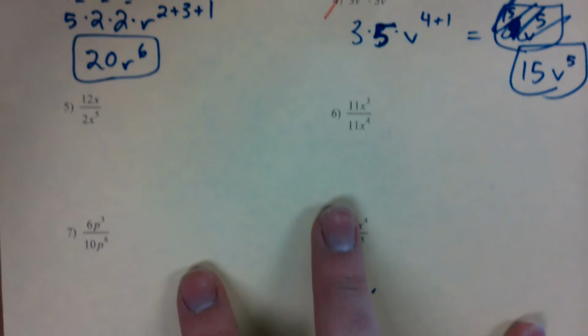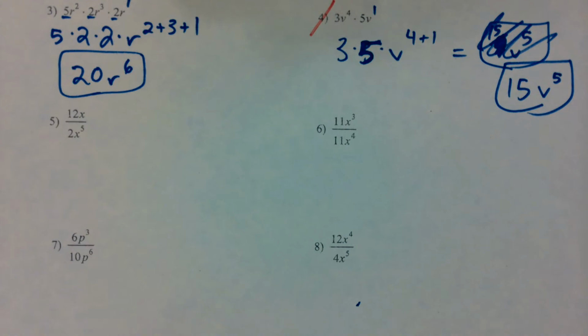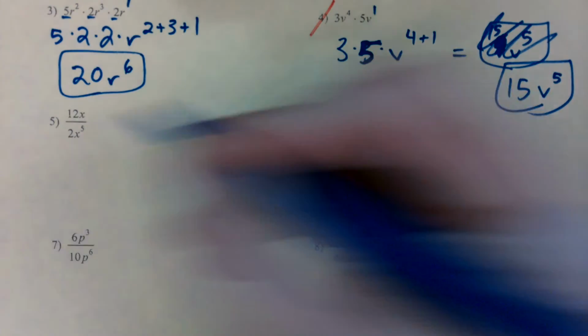Number 5. Now we're talking about the quotient rule. So I'd asked you guys to do one thing with the quotient rule here. Instead of subtracting our exponents down, what do we have to do to our numerator and our denominator? We've got to expand it out. That's right, Jack. We've got to expand it out.